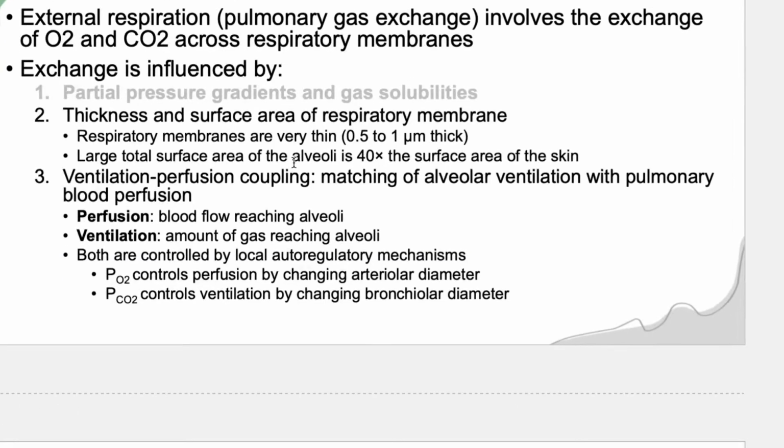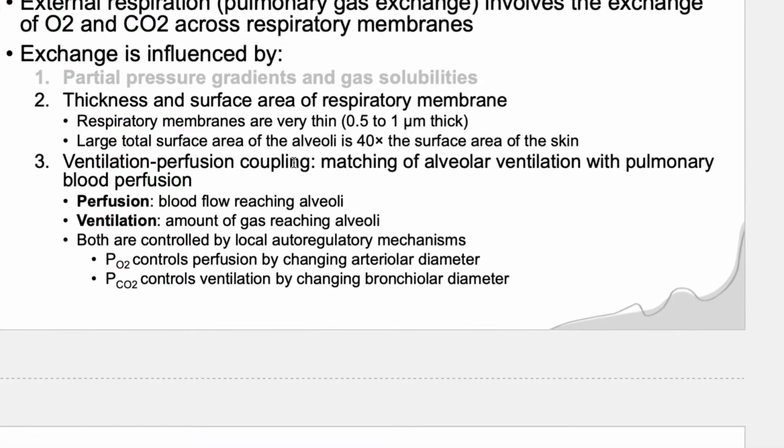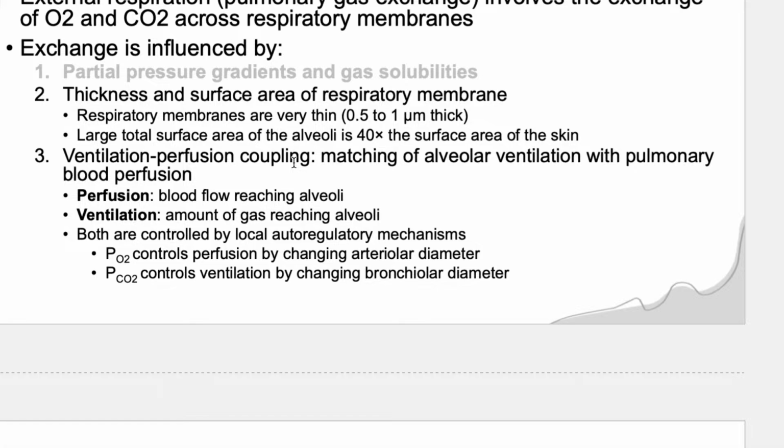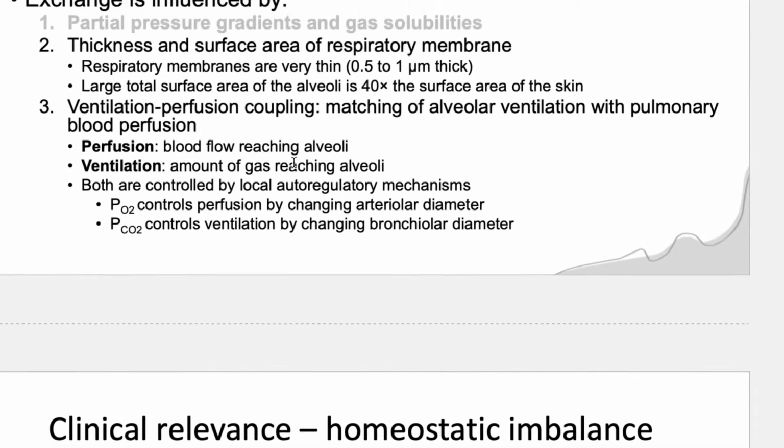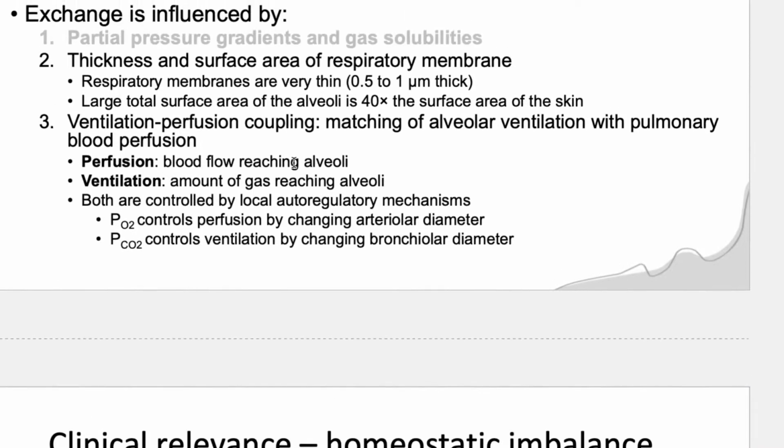External respiration, the exchange, is influenced by partial pressures, thickness. Oh wow, the total surface area of the alveoli is 40 times the surface of the skin. It's pretty crazy.